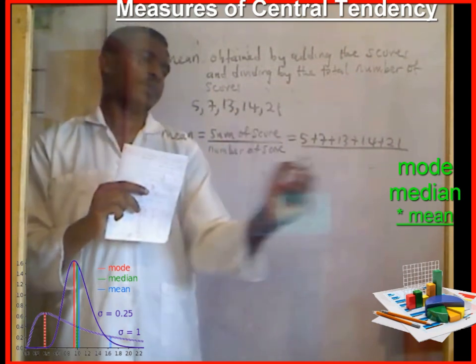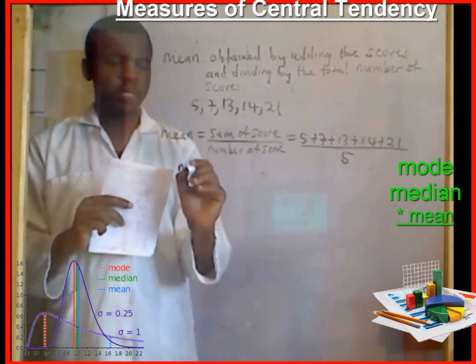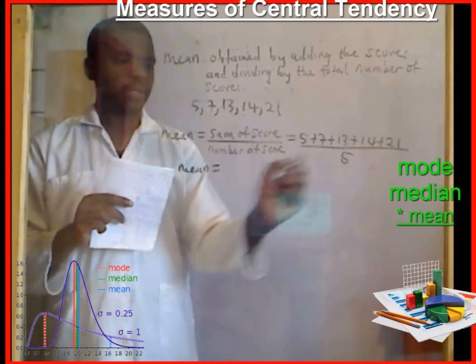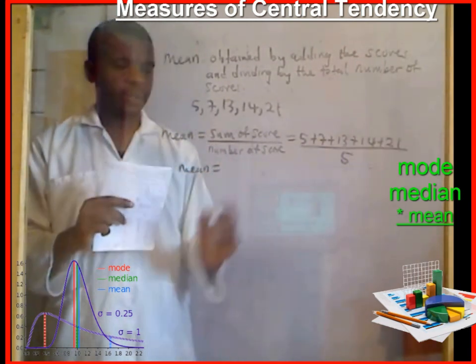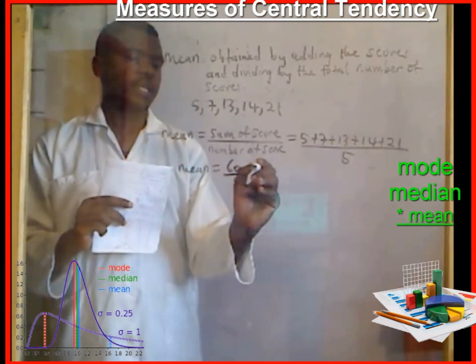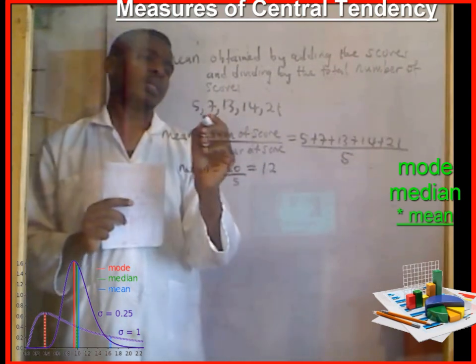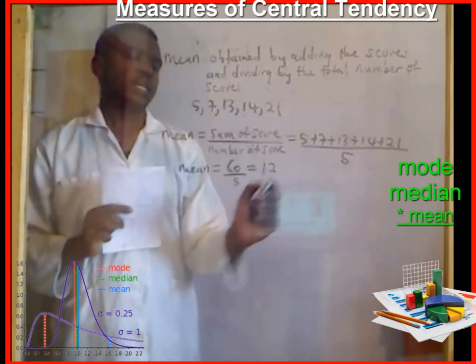There are 1, 2, 3, 4, 5 entries. So mean will be equal, so when we add all of this, we have 60 divided by 5. This will give us 12. So the mean of this data is 12.